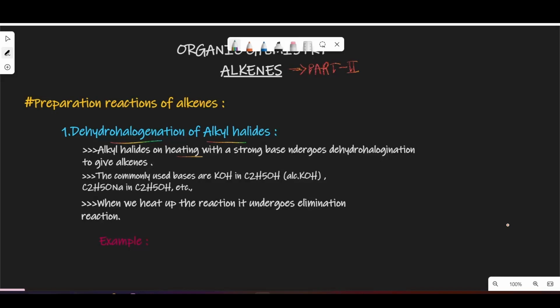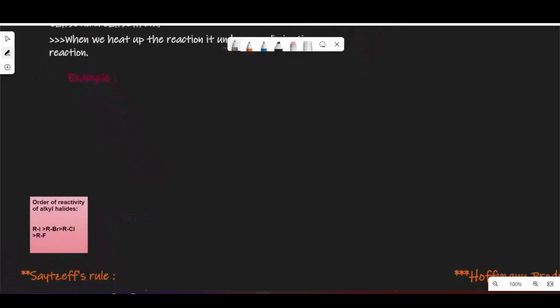Alkyl halides, on heating with a strong base, undergo dehydrohalogenation to give alkenes. We will use strong bases such as alcoholic KOH. Generally, alcoholic KOH prefers elimination reaction, so it is a type of elimination reaction. Let's see one example.